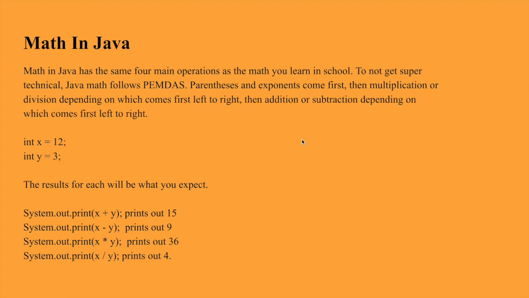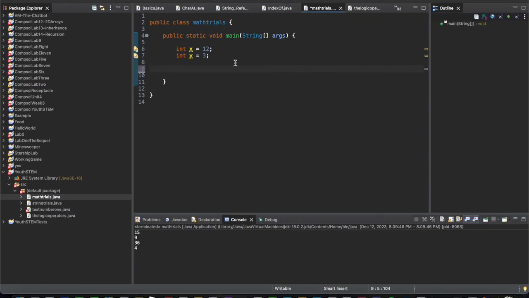All right, now into the second part of our video, math in Java. Math in Java has the same four main operations as the math you learn in school, and to not get super technical, basic Java math follows PEMDAS, so parentheses and exponents come first, then multiplication or division depending on what comes first, left to right, and then addition or subtraction depending on which comes first, left to right. And so if we have int x equals 12, int y equals 3, we declare these as variables, and if we apply math operations to each one, the results will be what you expect. It's just like doing 12 plus 3 on paper. Nothing's really different, and I'll prove that here.